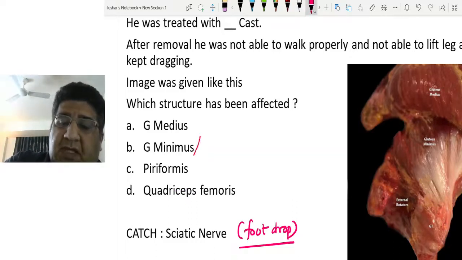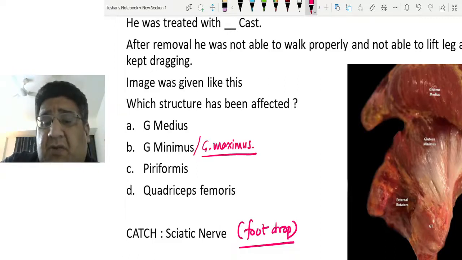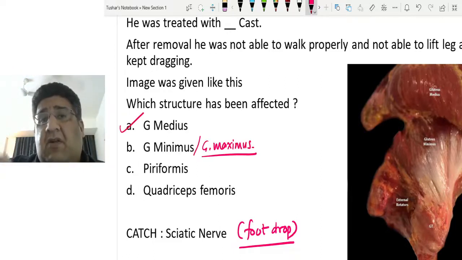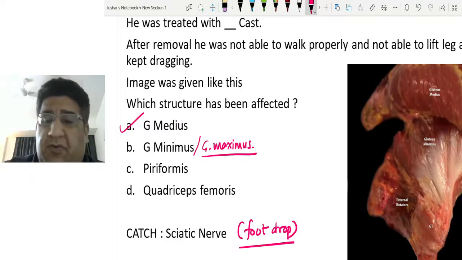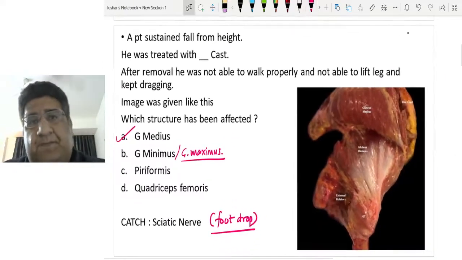Now some people say the other option is gluteus minimus or gluteus maximus. If it is gluteus maximus, the answer is simple, it is gluteus medius. Even if the other option was minimus, the answer would again be medius, because medius contributes more. So this is the first question. Do you find it difficult?